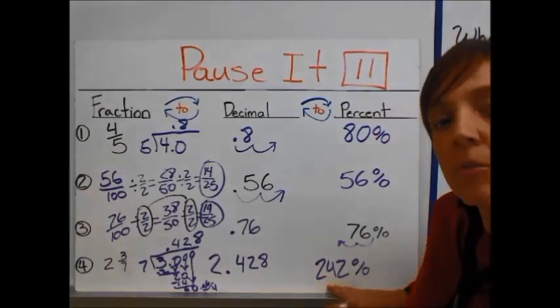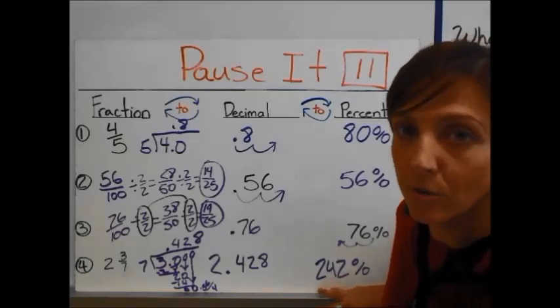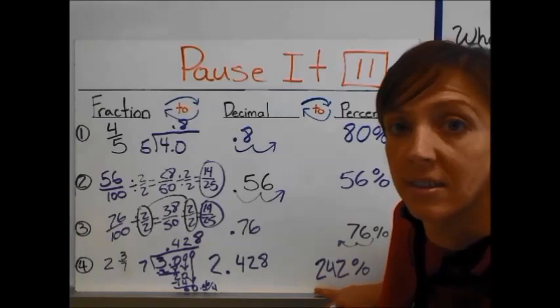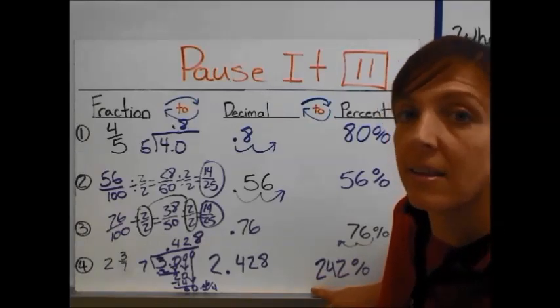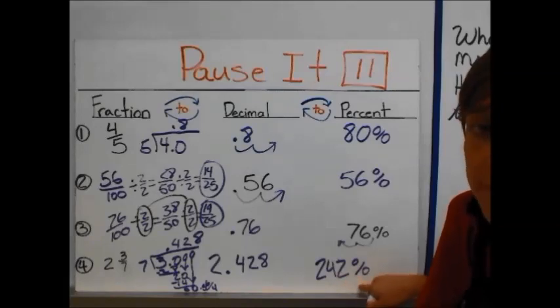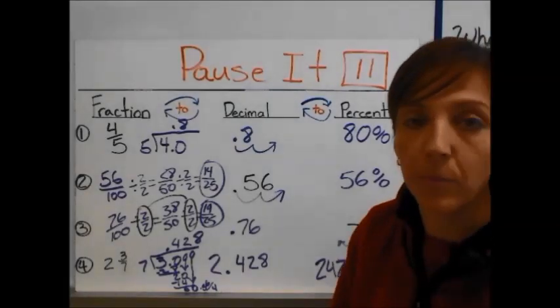But most of the time when you see a percent, you're going to see it as a whole number. You're not going to see a decimal point in it. So we go ahead and take that decimal point out and put our percent sign right there where the decimal point would be.